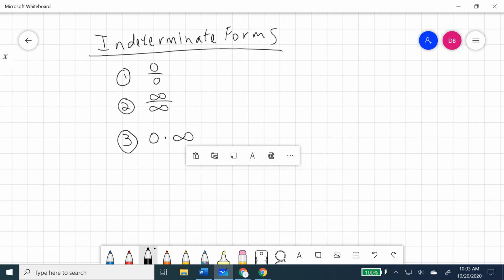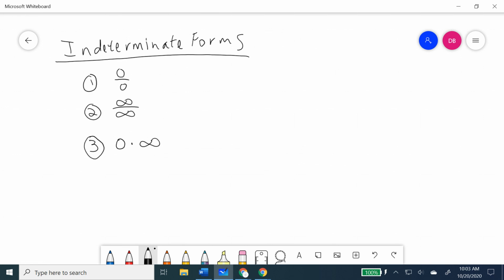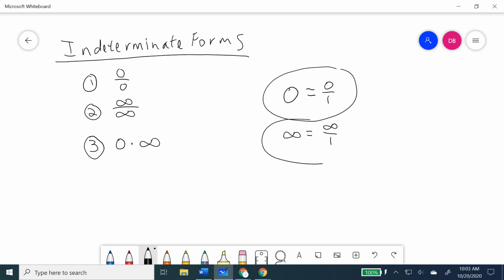So what I'm going to do is I'm going to write 0 as 0 divided by 1. And I'm going to write infinity as infinity divided by 1. So this is how I'm going to rewrite them. And we're going to look at what is 0 times infinity.